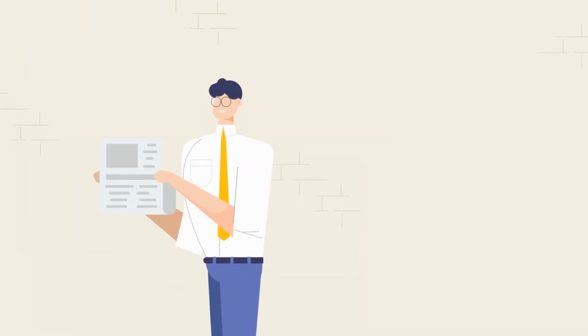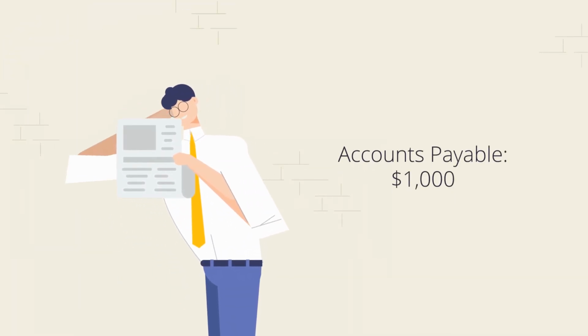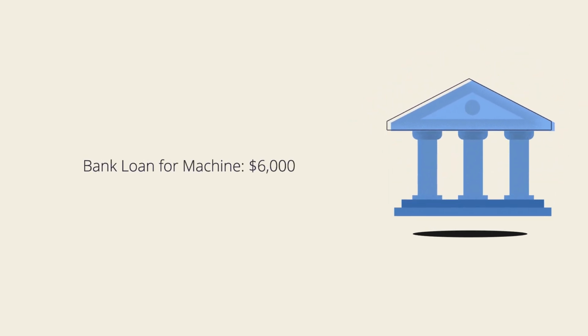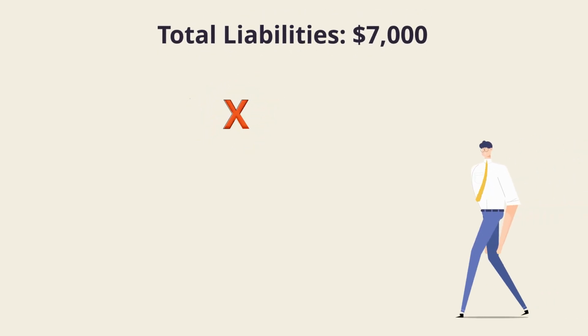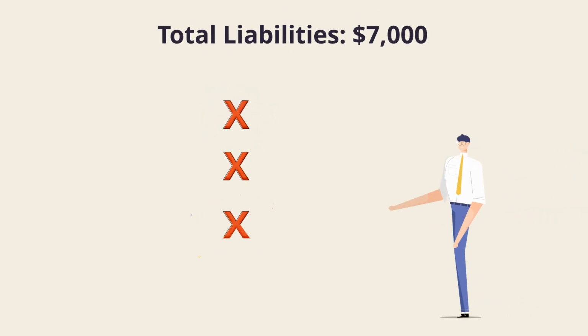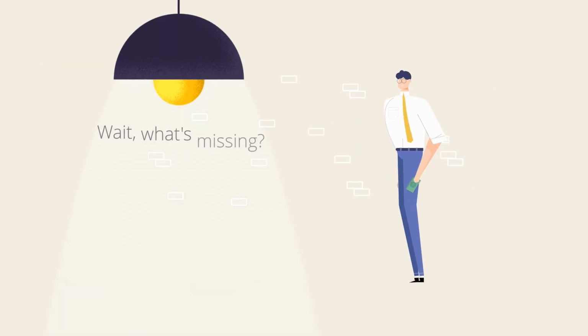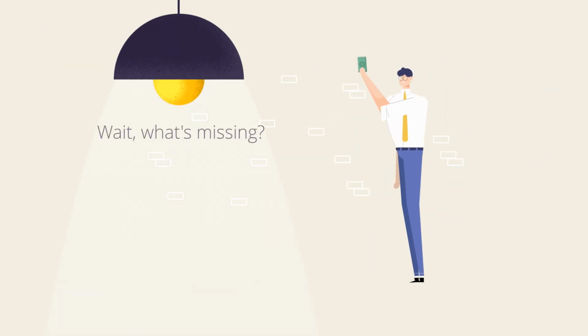Money owed to suppliers, accounts payable, $1,000. Bank loan for machine, $6,000. Total liabilities, $7,000. Wait, $16,500 in assets doesn't equal $7,000 in liabilities. We're missing equity.